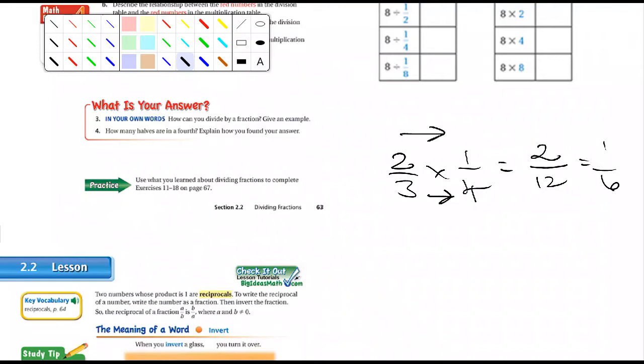Now, this is what we do when you divide by fractions. 2/3, okay, divided by 1/4. And it's called keep, change, flip.